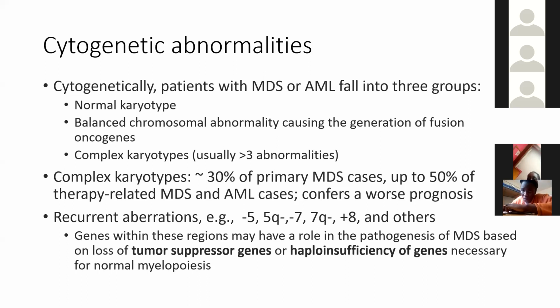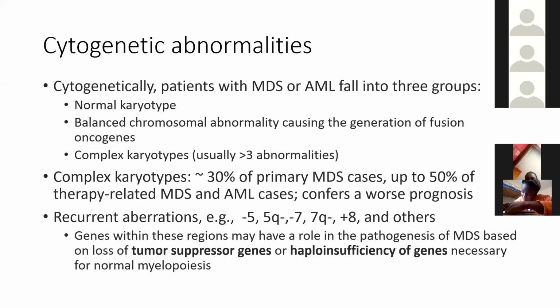And we do see these complex karyotypes in about 30% of primary myelodysplastic cases, and more in the therapy-related myelodysplastic cases and acute myeloid leukemia cases. And as you can imagine, these complex karyotypes confer a worse prognosis for the patient.